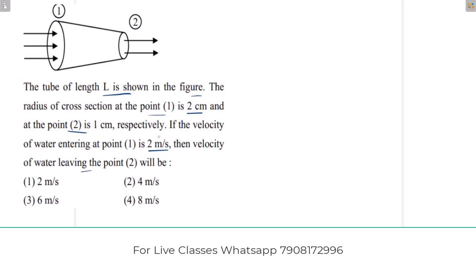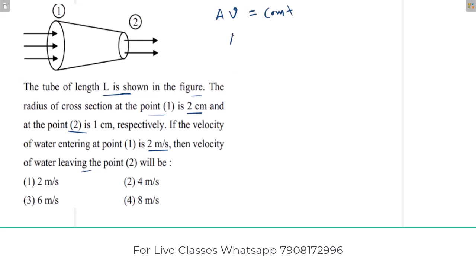According to the continuity equation, the mass of liquid entering per unit time at 1 will be equal to the mass of the liquid leaving at point 2. As the density of water is the same throughout the pipe, the volume will be the same. So the volume per unit time, that is area times velocity, A into V, will be constant. So the volume entering per unit time at 1 is equal to the volume of liquid leaving point 2.